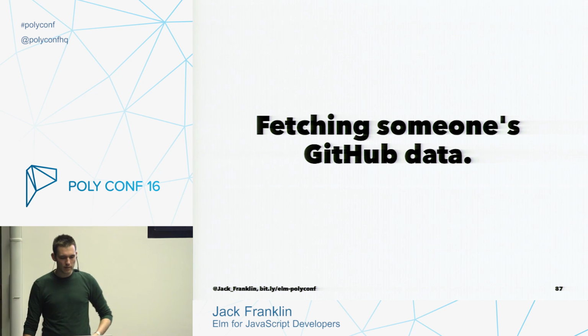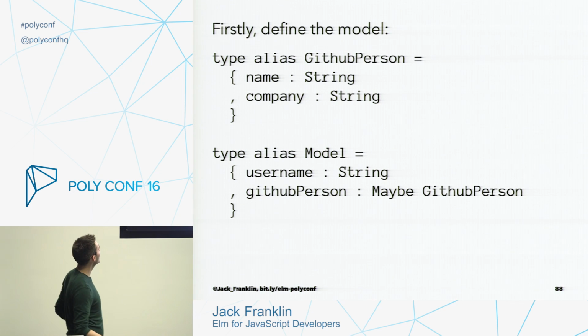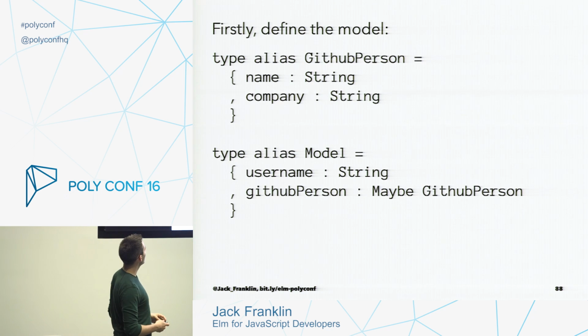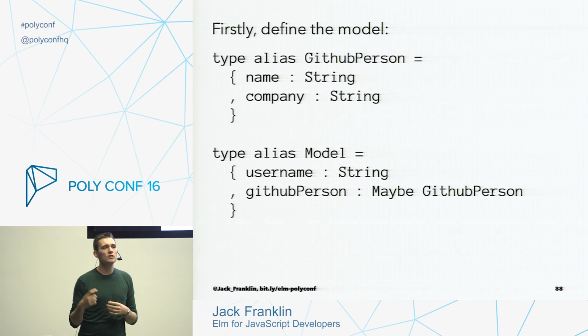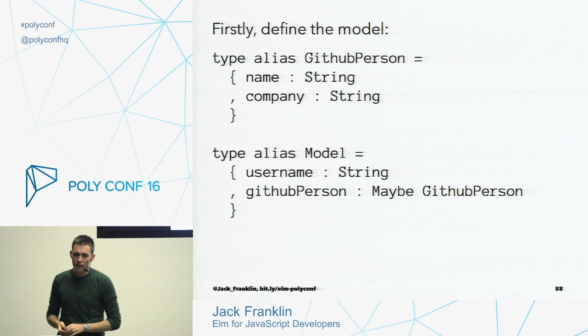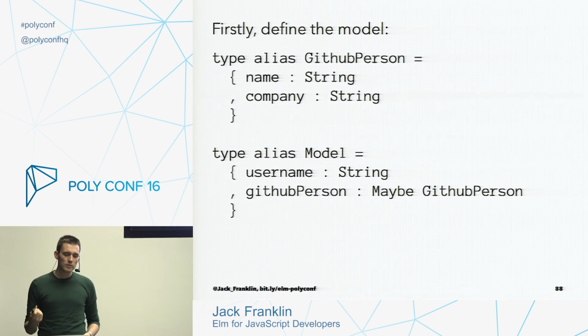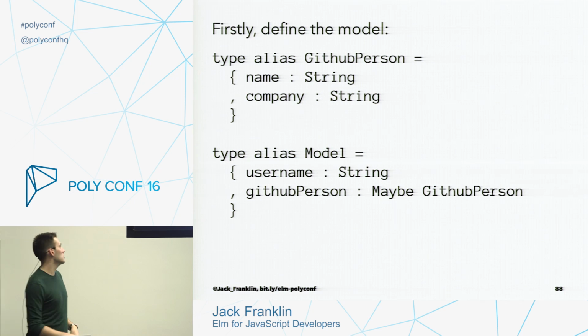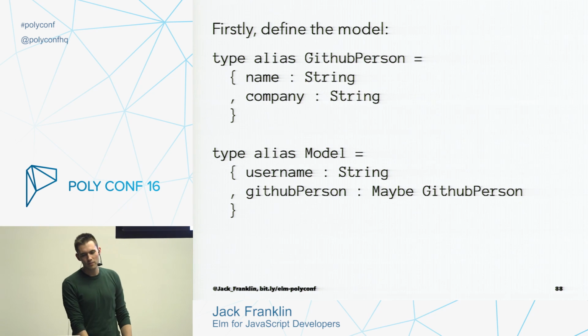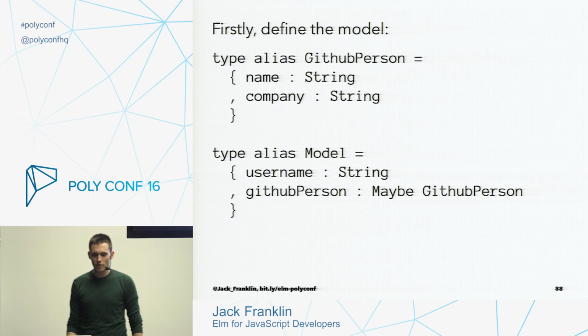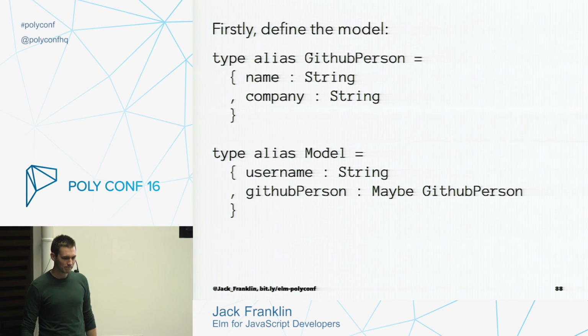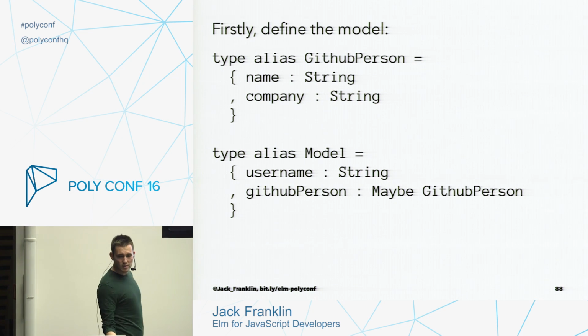Fetching someone's GitHub data. Firstly, I'll define the model. So I've got a GitHub person here, which is a name and a company, and these are just 2 fields that come back from the GitHub API. Then I've aliased my model to have a username, which is a string, and then a GitHub person, which is maybe a GitHub person. You do have to say it as maybe as well and shrug your shoulders when you do it.